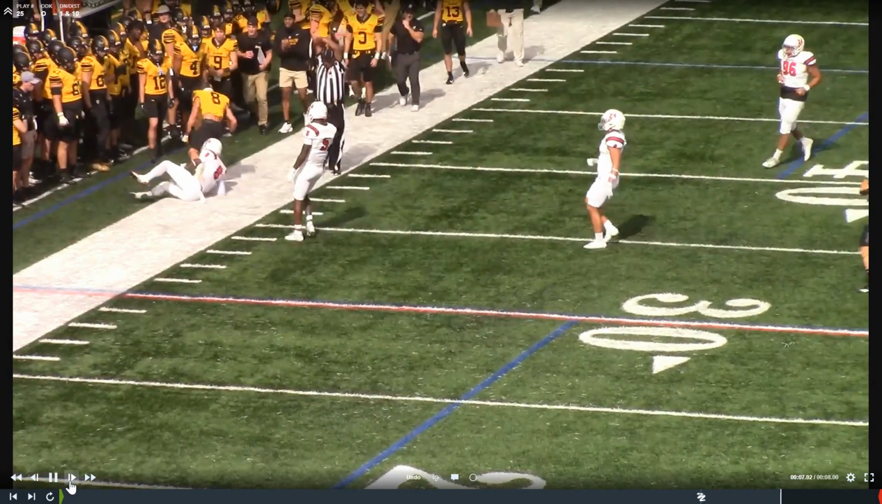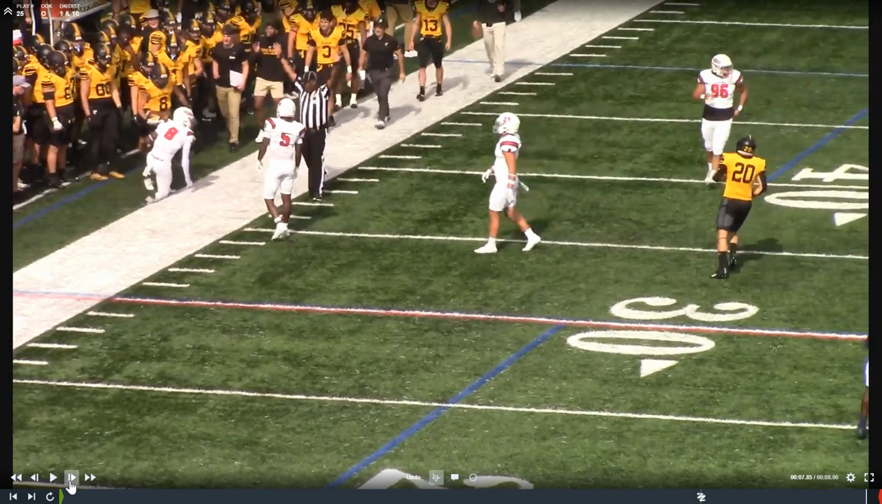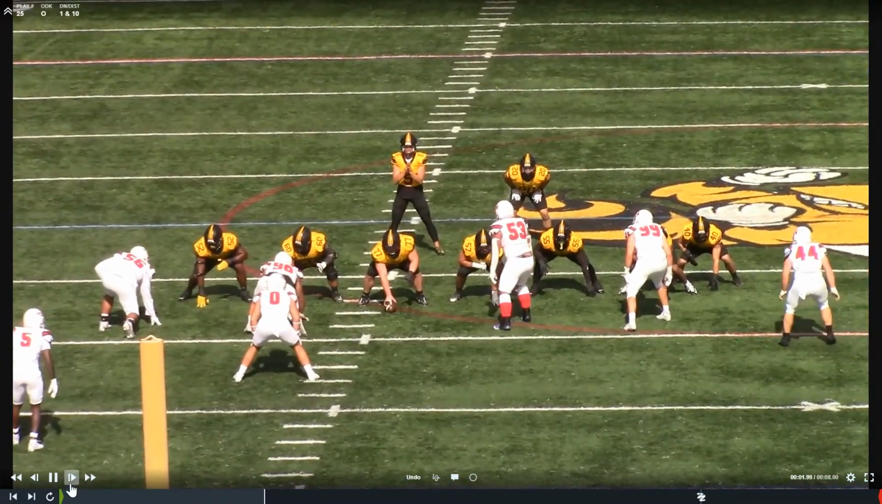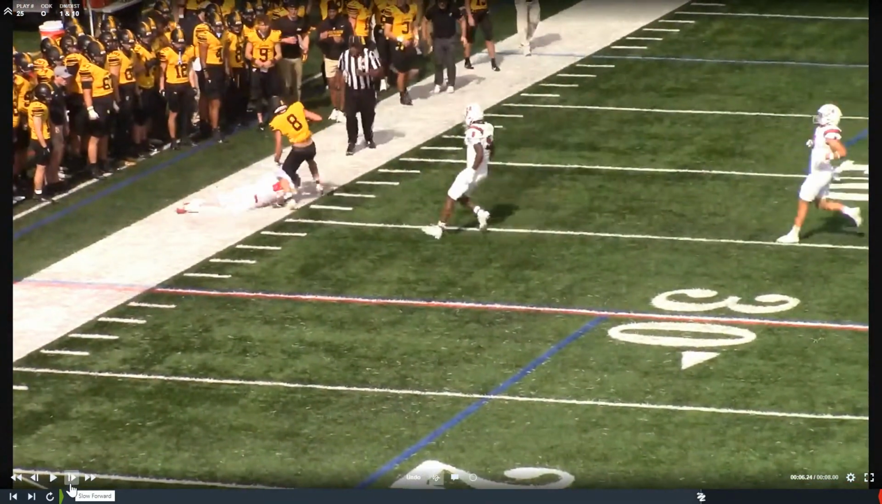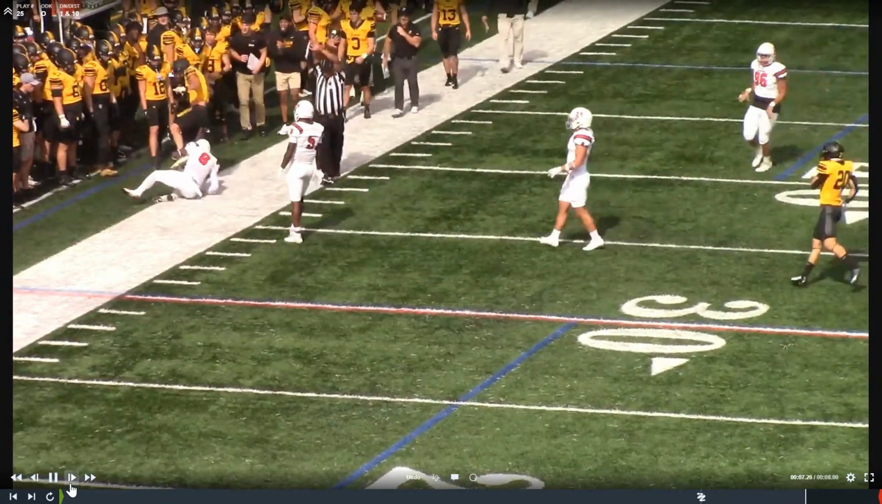Since this forward progress spot occurs inbounds, we would consider this play to end inbounds, and we wouldn't want to kill the clock unless we have a first down. Since we are not awarding the offense a first down on this play, let's make sure we just use our dead ball signal. Keep the clock running.